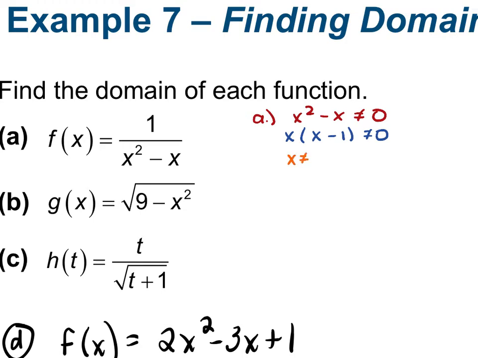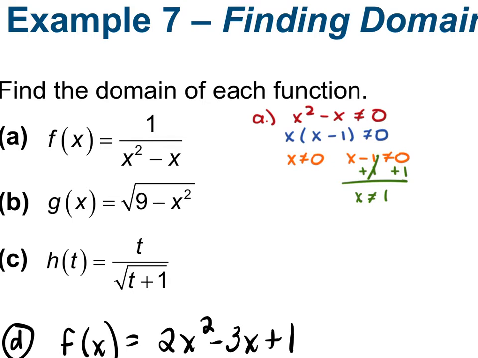So x cannot equal 0. x minus 1 cannot equal 0. From here, solve for x on both of them. The one where x is not equal to 0, you can't do anything else with it. But for x minus 1 not equal to 0, add the 1 over, and you get that x cannot equal 1.